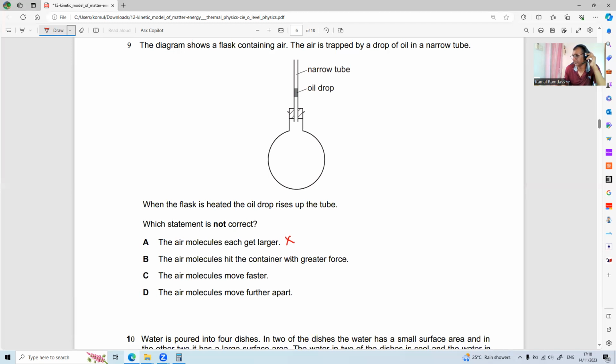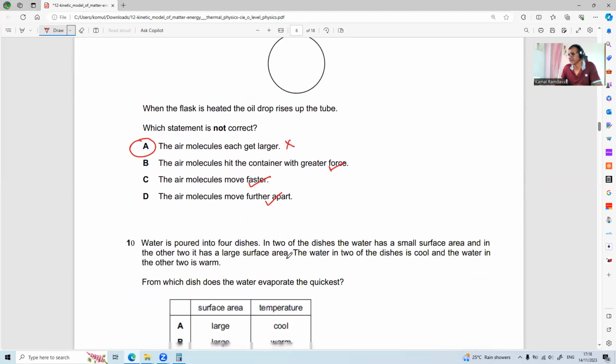The air molecule hits the container with greater force. Ça a livré. The air molecule move faster, livré. The air molecule move further apart. Ça aussi livré parce que le volume est increased. Ça, c'est la réponse.